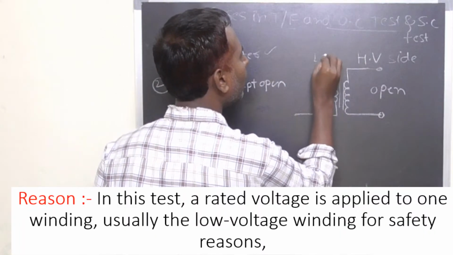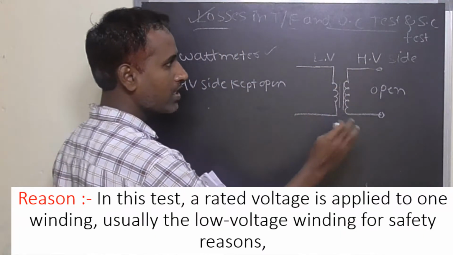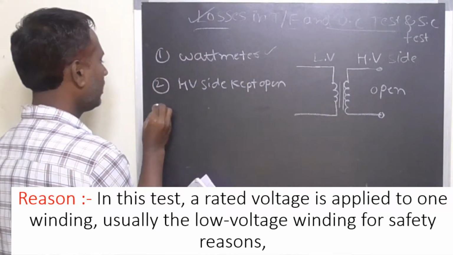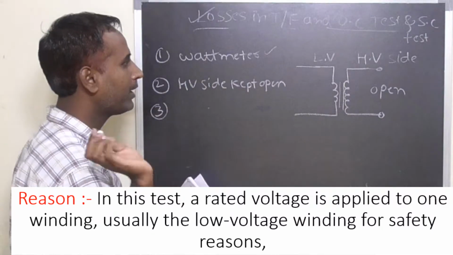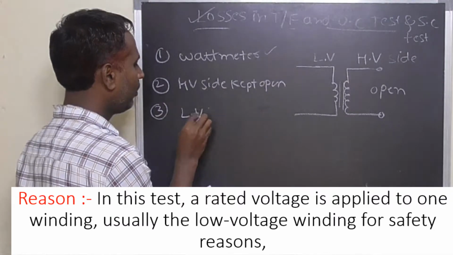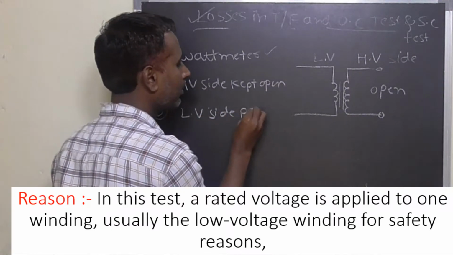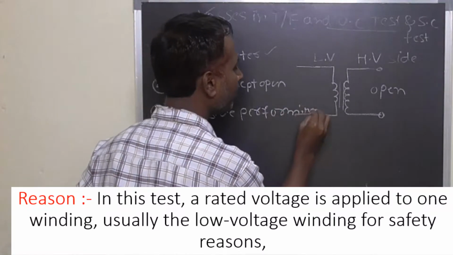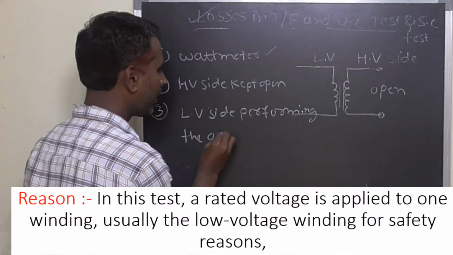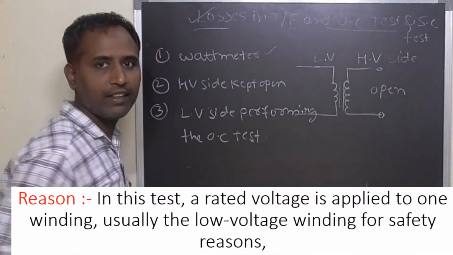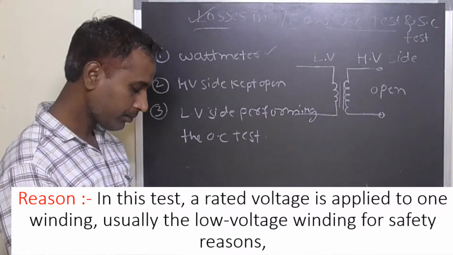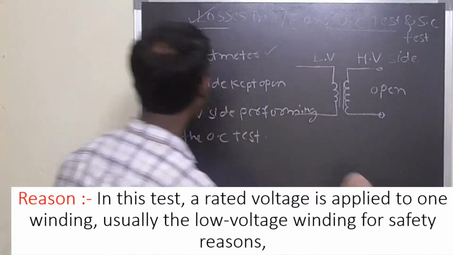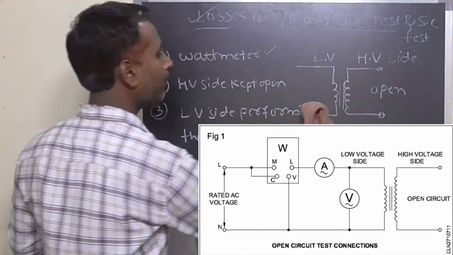This is the low voltage side. Okay. High voltage side is kept open. We are performing the open circuit test on the low voltage side. This is the third point. This is a very, very important point. So friends, I will draw the remaining diagram. Keep these three points in mind, they are very, very important.